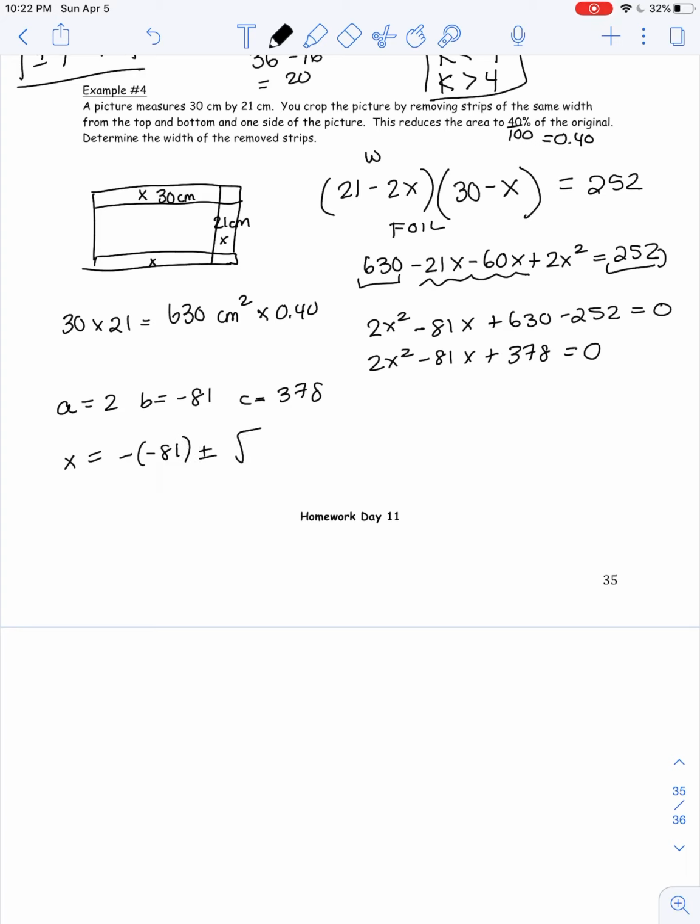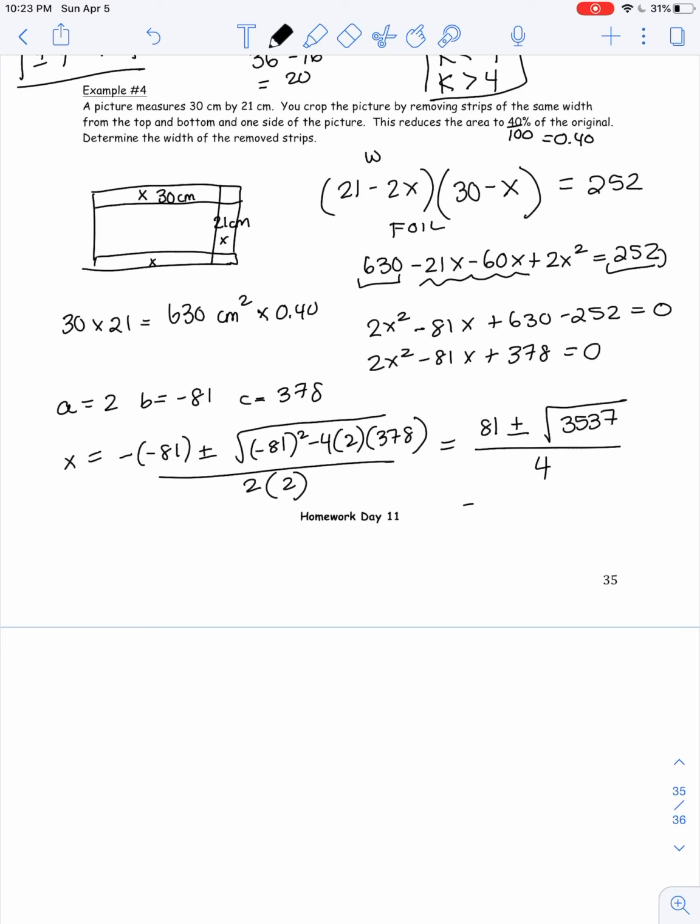So negative b plus minus the square root of b squared minus 4ac, divided by 2 times a. So that's going to give us positive 81 plus minus. You're going to put that all into your calculator. So I'm going to do that right now as well. I'm just putting the radicand in my calculator, and I get the square root of 3537, over 2 times 2, which is 4.